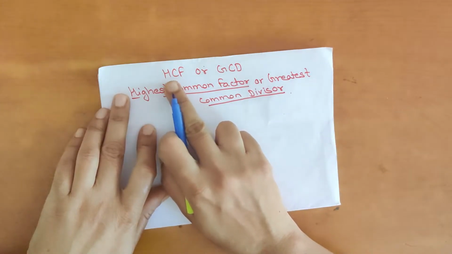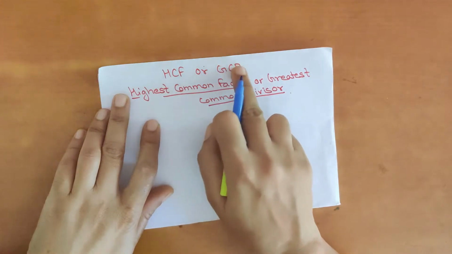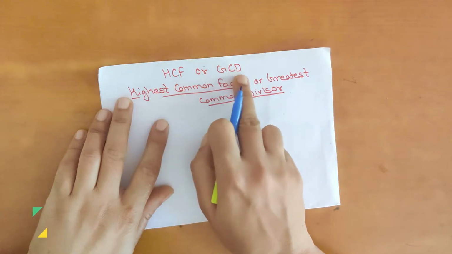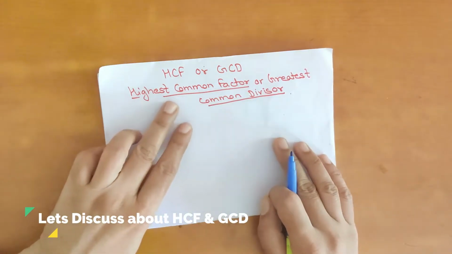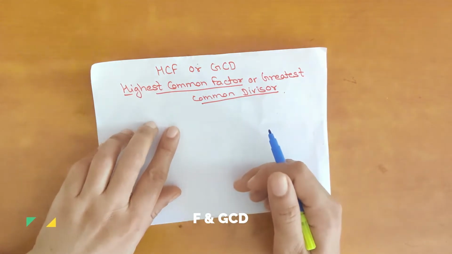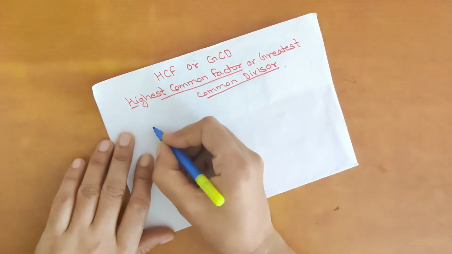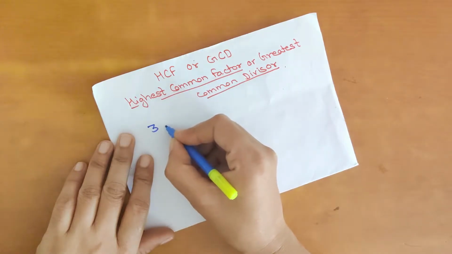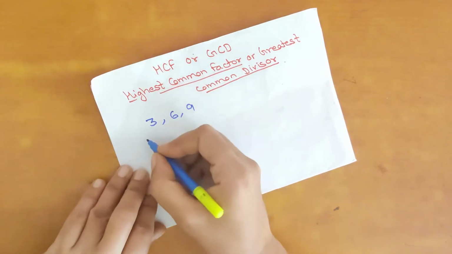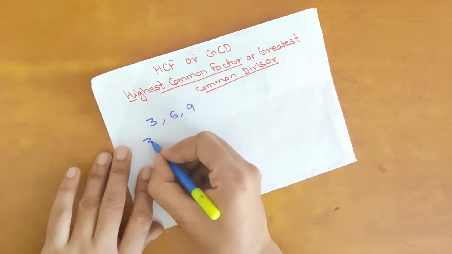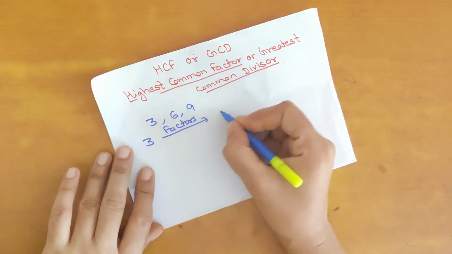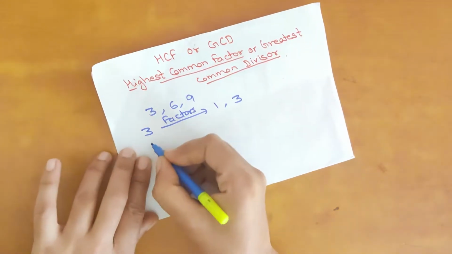Our lesson name is HCF and LCM, and now I am going to explain about HCF or GCD. HCF means highest common factor or greatest common divisor. Let us take an example: 3, 6, 9. Let us write the factors of 3. The factors of 3 are 1 and 3.